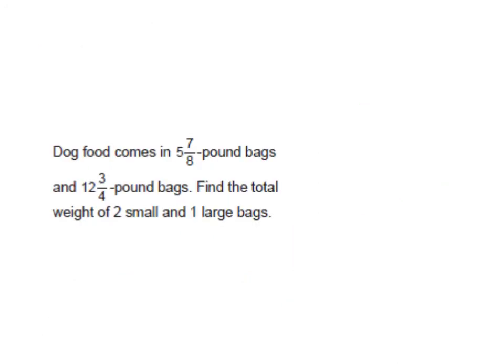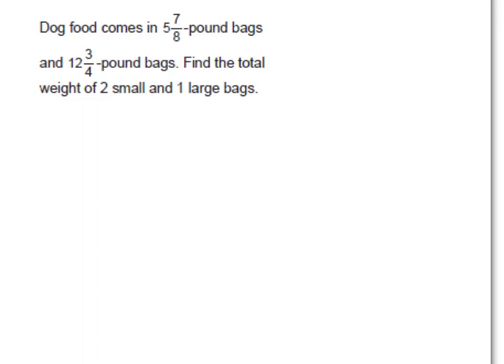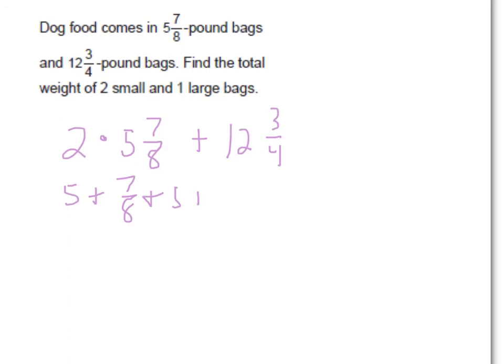Okay, one more example here. I've got dog food that comes in 5 and 7/8 pound bags and 12 and 3/4 pound bags. Find the total of 2 small and 1 large. So this is the small, so I'm going to have to get 2 of those. So I'm going to have to go 2 times 5 and 7/8 plus 12 and 3/4, that's the larger. Well, if I don't want to multiply these, I can just add them. So I can just say 5 plus 7/8 plus 5 plus 7/8 plus 12 plus 3/4. Now the 3/4 is going to need to be changed to 6/8, so I'll do that in the next step.